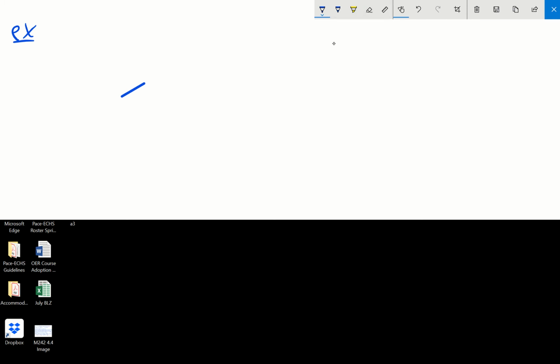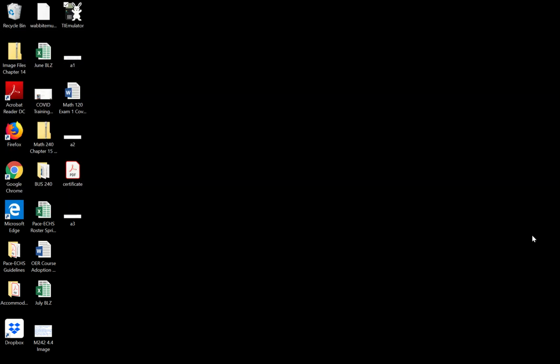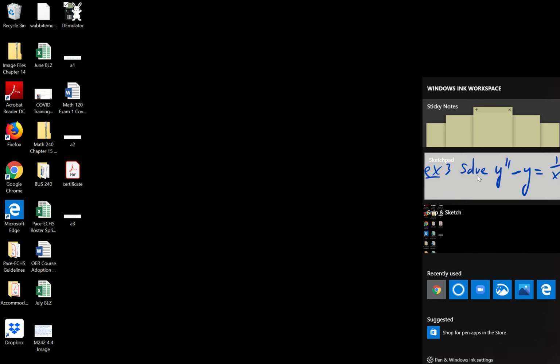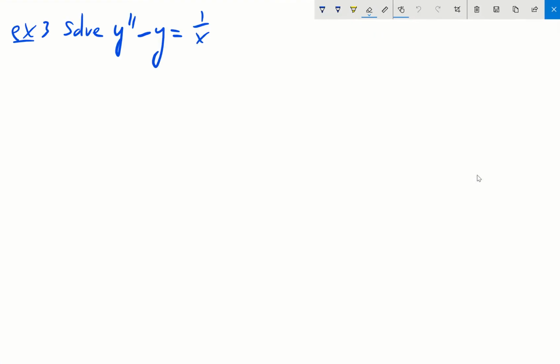So let's do one more, and then this will finish off 4-6. We want to solve y double prime minus y equals 1 over x. And on the surface level, this looks innocent enough. It doesn't look any more difficult than perhaps the first two examples we've already done. So let's see what's going to happen here.